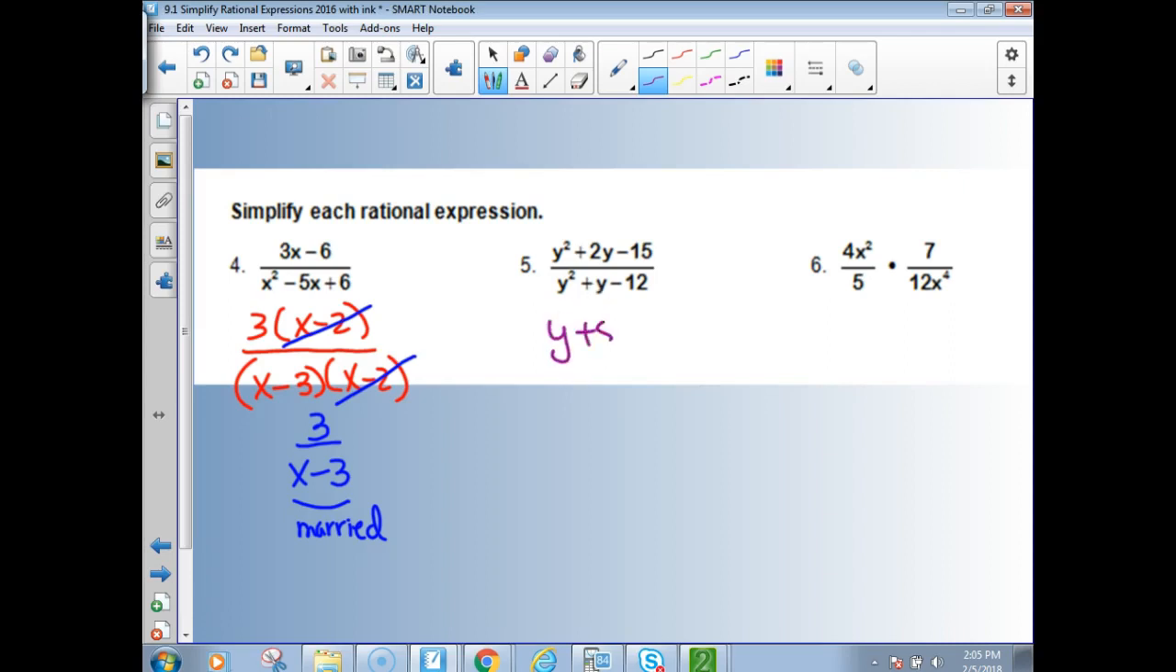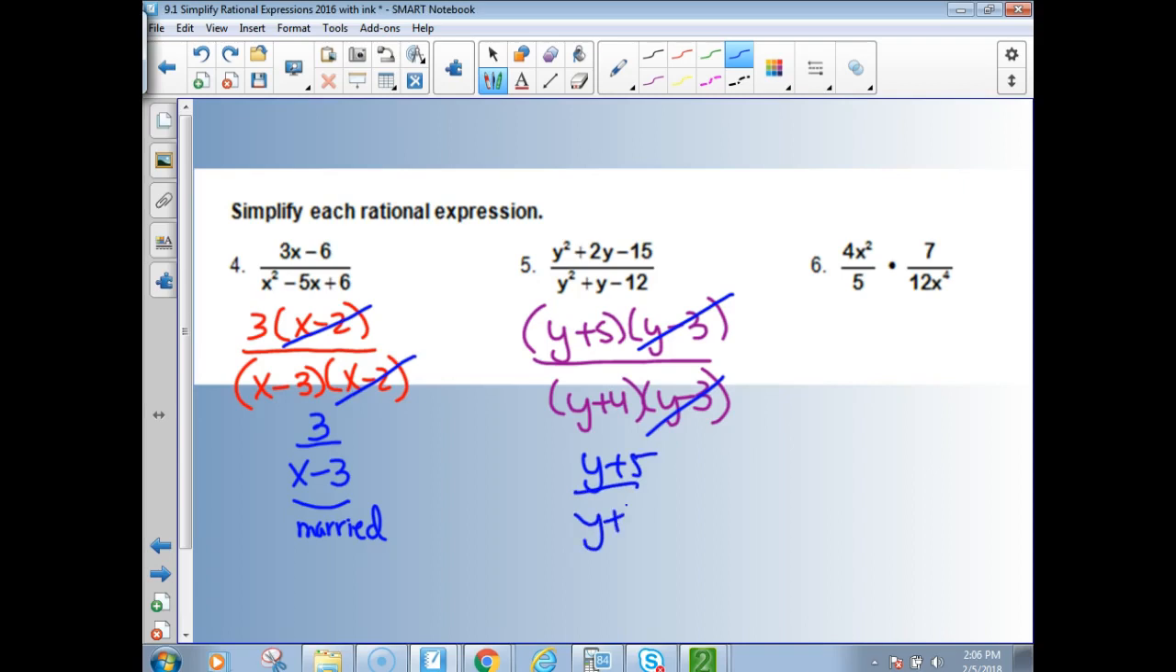All right, we got y plus 5 times y minus 3 for the factorization of that numerator. And the denominator will have y plus 4 times y minus 3. Maybe you've noticed there are variables in the denominators. That should raise a red flag. But since we're not solving, I'm not worrying about the fact that the denominators cannot have certain values. Y minus 3 cancel out. All I got left is y plus 5 over y plus 4.